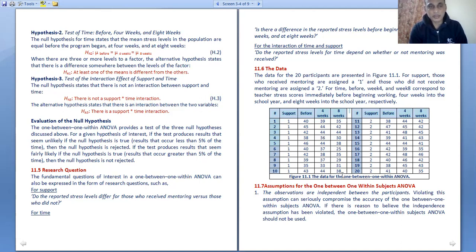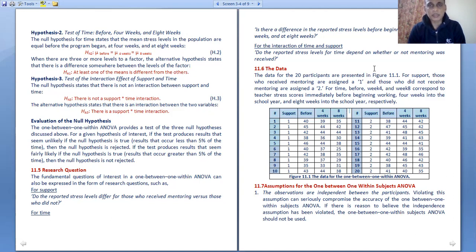For support, it is: does the reported stress level differ for those who receive mentoring versus those who didn't receive mentoring? And the one for time is: is there a difference in the reported stress level before beginning work, at 4 weeks, or at 8 weeks? And for the third one, where interaction is being talked about for time and support: does the reported stress level over time depend on whether or not mentoring was received? So these are the research questions which we are framing.